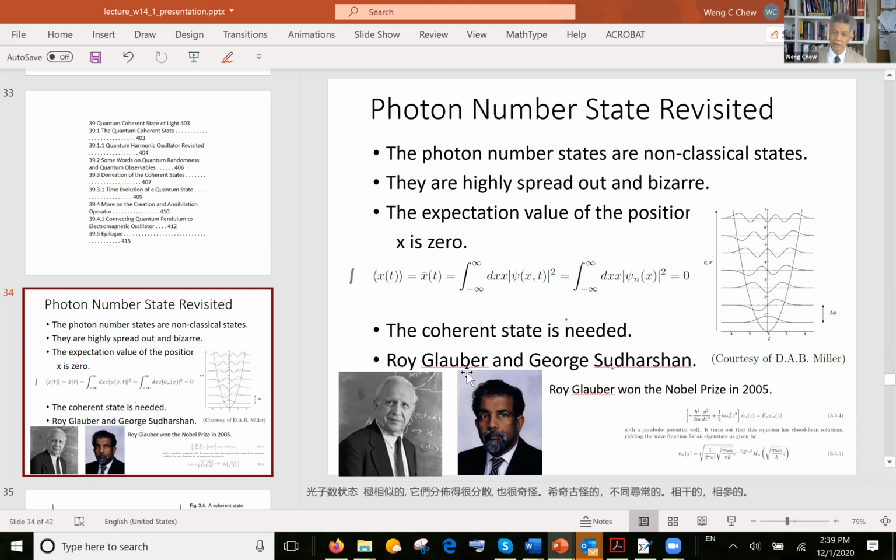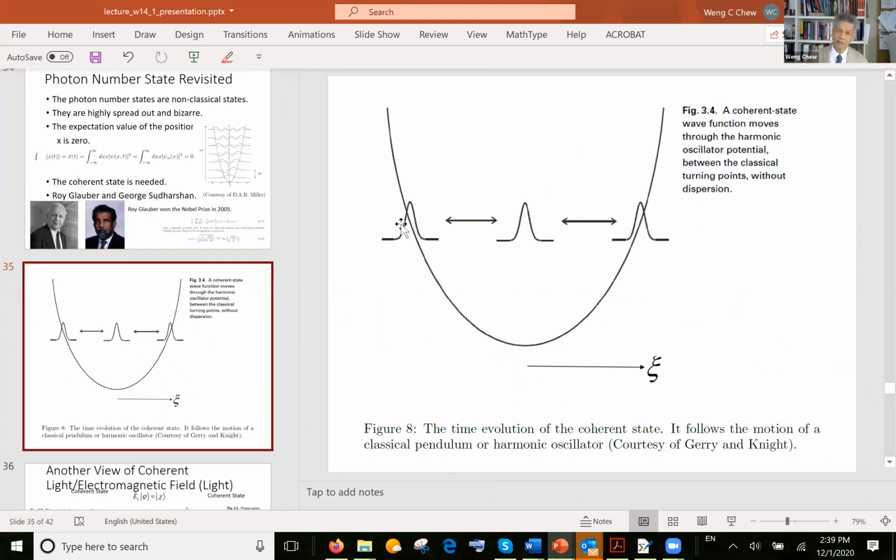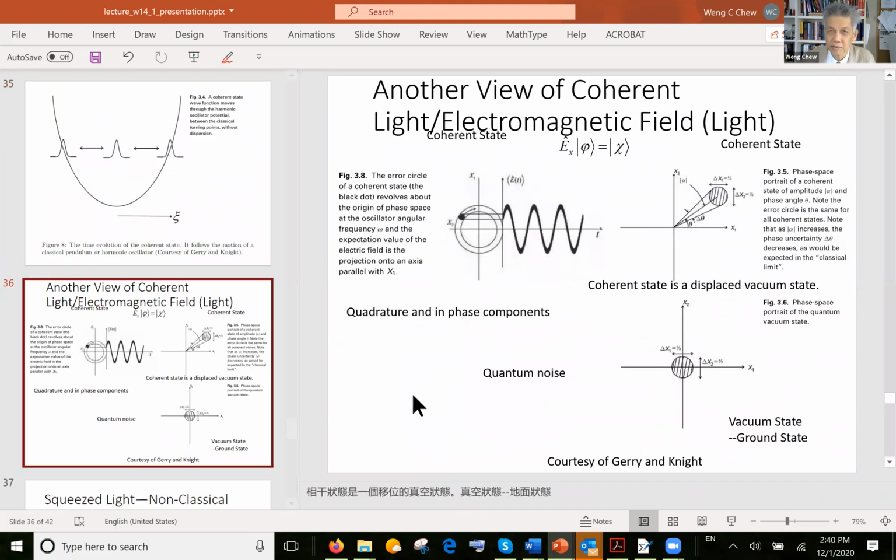So Roy Glauber and Sudarshan found the answer to this problem by looking for the coherent state. The coherent state corresponds to a wave packet. So instead of describing by those photon number wave functions that you have, you can come up with a wave packet. You can find that this wave packet would oscillate back and forth like a classical pendulum. And as you increase the energy of the pendulum, it becomes sharper and sharper. Another view of coherent light is that the amplitude of the signal is actually uncertain. And because it's uncertain, the signal is not purely sinusoidal anymore. The amplitude has a fuzziness to it, and that's one way to think about it.